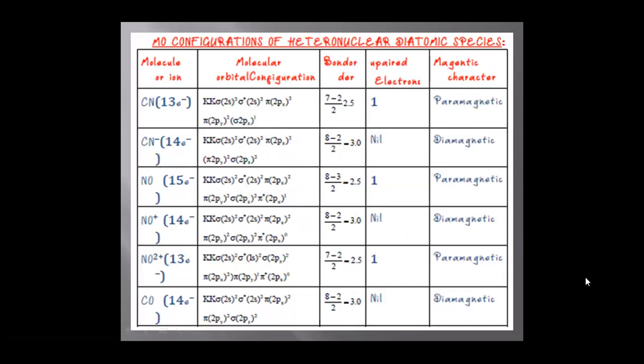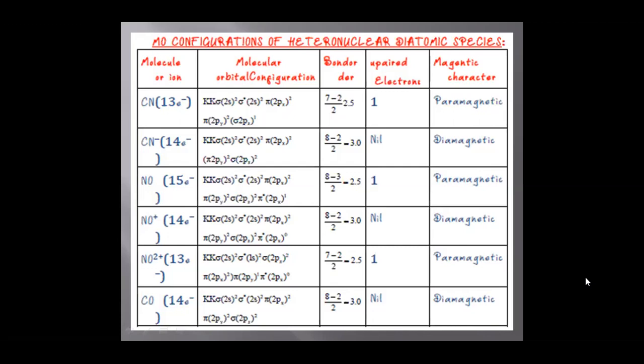Molecular orbital configurations of heteronuclear diatomic species. For the cyano species, CN, the molecular orbital configuration is KK, sigma 2s2, sigma star 2s2, pi 2px2, pi 2py2, sigma 2pz1. So the bond order is (7 minus 2) divided by 2, that is 2.5. Unpaired electrons is 1, so the magnetic property is paramagnetic.